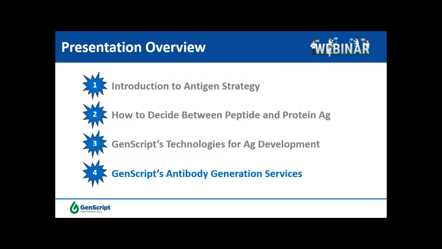Now I would like to take a few moments to review GenScript customer antibody generation services, which include both peptide and protein antigen. I would also like to mention that if you are still unsure which antigen you would like to use for your specific project, GenScript's PhD level technical account managers are available 24/7 to assist you in making this decision. Please take some time to write your questions in the chat box while you review GenScript services, and we will get to them at the end of the presentation.